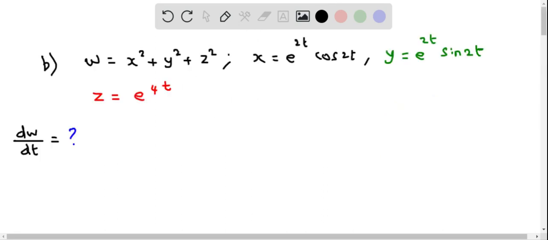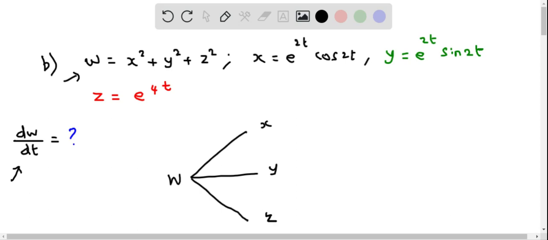Let's do part B. Here we have to determine the derivative of w with respect to t. So first let's observe the function. When we observe the function w, we see that it's a function of three variables. So I'm going to construct the tree diagram as it is branching to three branches. So we have x, y, and z. And x, y, and z are just functions of t. So they just branch only to t.